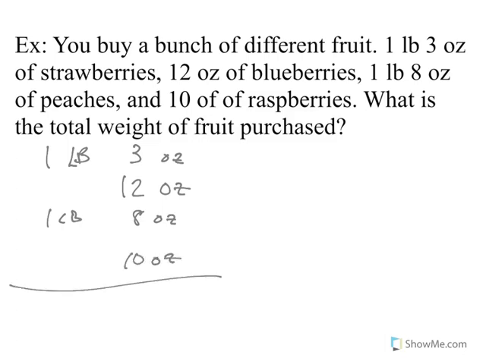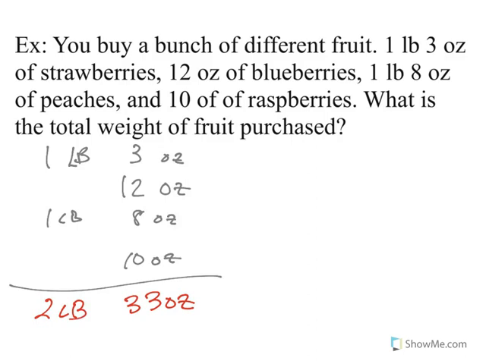You'll notice I do capital L's when I write pounds, because sometimes the lowercase l looks a lot like a 1, and I don't want to be confused. Okay, so let's go ahead and add. So I'm going to add my ounces. 3 plus 12 plus 8 plus 10 is 33 ounces. And 1 plus 1 is 2 pounds.